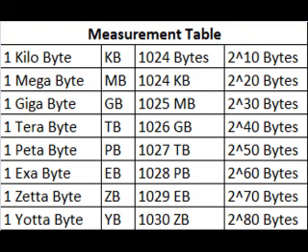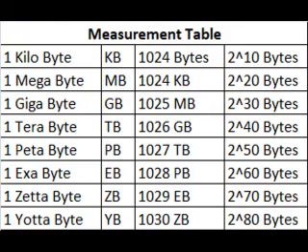In this table, we can observe bit and byte. See the table: 1 kilobyte equal to 1024 bytes, that is 2 power 10 bytes. 1 megabyte equal to 1024 kilobytes, which is equal to 2 power 20 bytes. 1 gigabyte equal to 1024 megabytes, which is equal to 2 power 30 bytes. 1 terabyte equal to 1024 gigabytes, which is equal to 2 power 40 bytes.